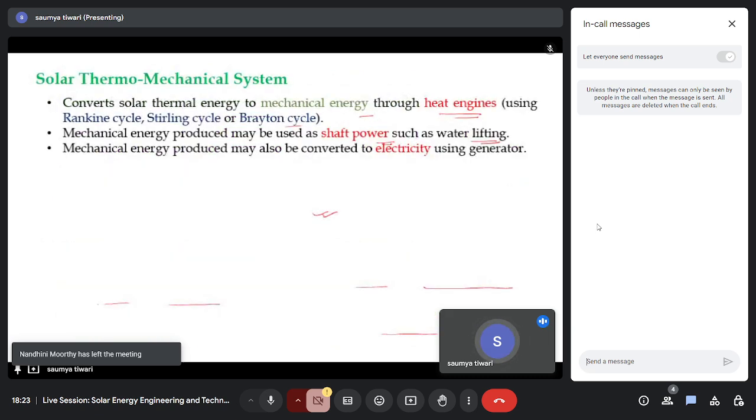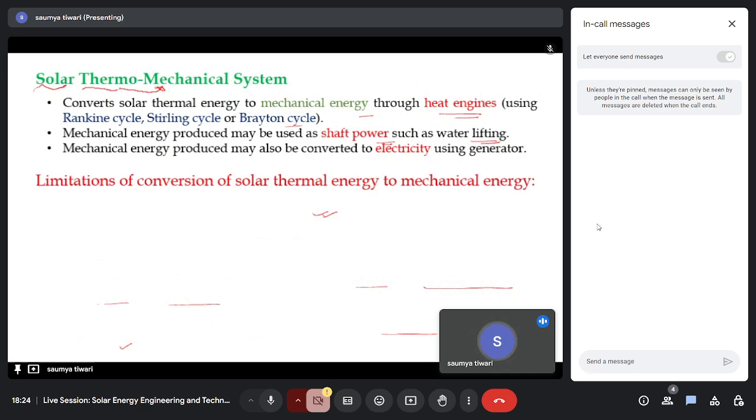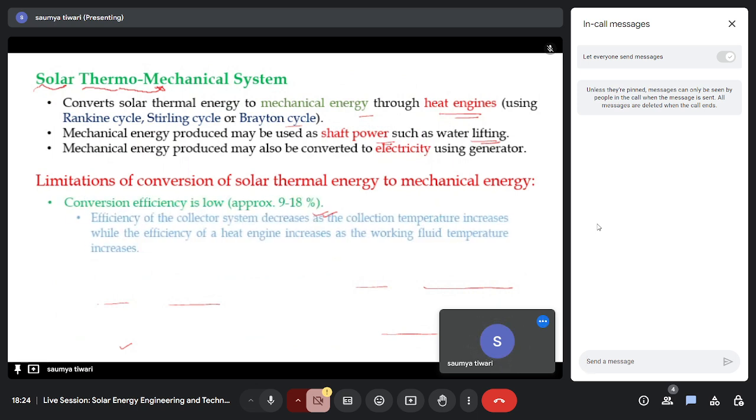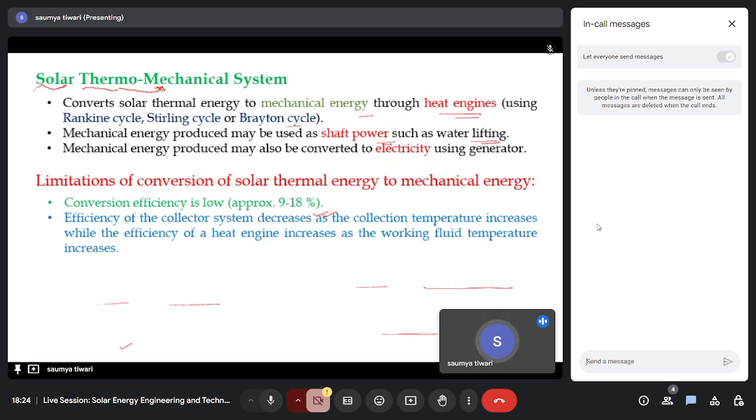Now, in a solar thermomechanical system, as the name suggests, from solar we are generating thermal energy, and this thermal energy is further used to generate mechanical energy, right? The mechanical energy, in the form of shaft power, for water lifting and so on, can be further utilized to generate electricity using a generator, right? So, it's called a solar thermomechanical system. Now the efficiency of these solar thermomechanical systems is very low because so many components are used, right? And as the collector temperature increases, the losses increase and the collector system efficiency decreases.